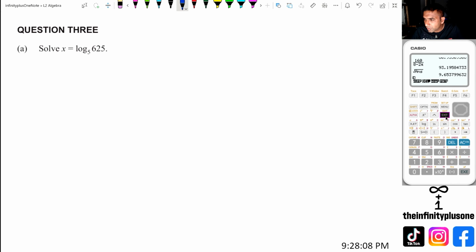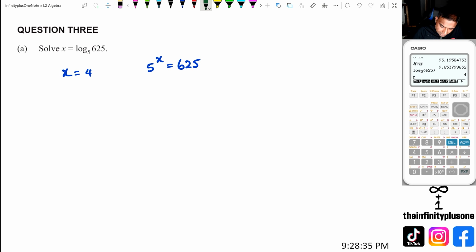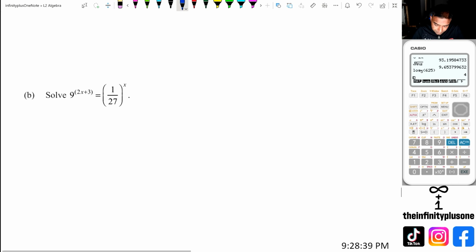So in the main menu, just click on math, click on log AB, and then just punch in the values. So 5 and 625. There we go, x equals 4. The other way of doing this is actually doing this as 5 to the power of x equals 625, and then taking logs of both sides again, pretty much the same thing. For this question, can you just give the correct answer? Yes, you can, and that's just going to be an achieved, and we move on to the next question.